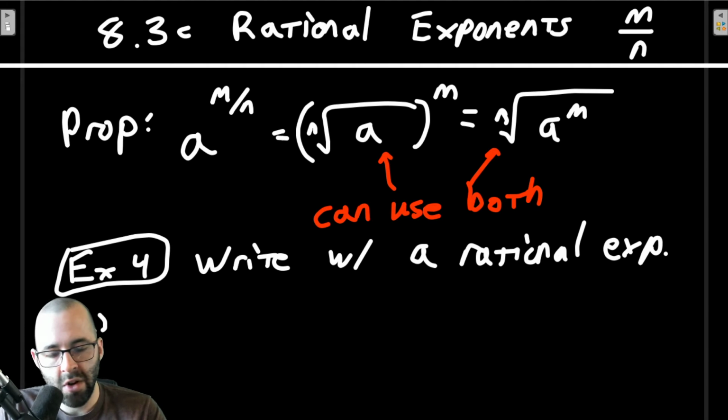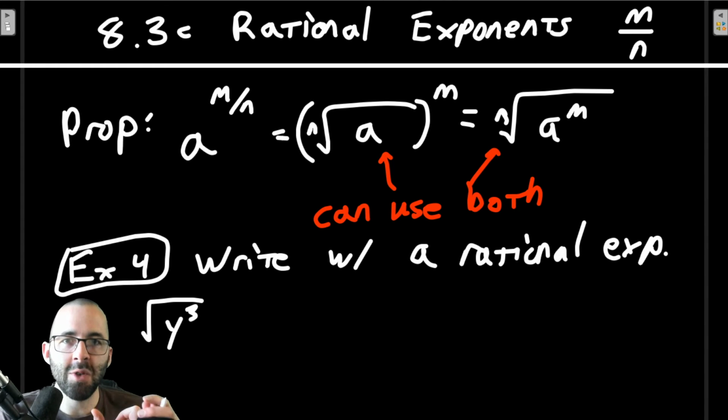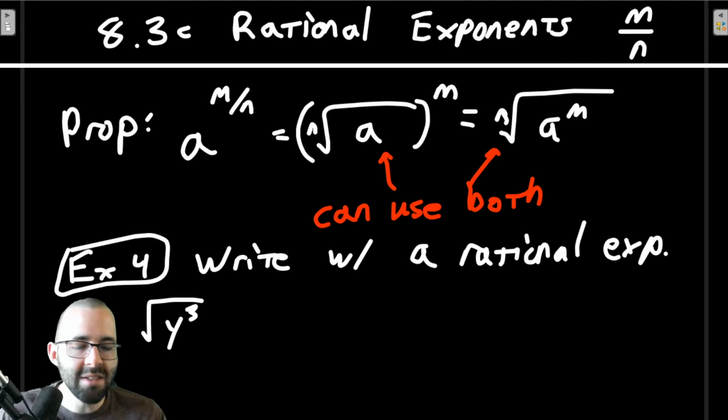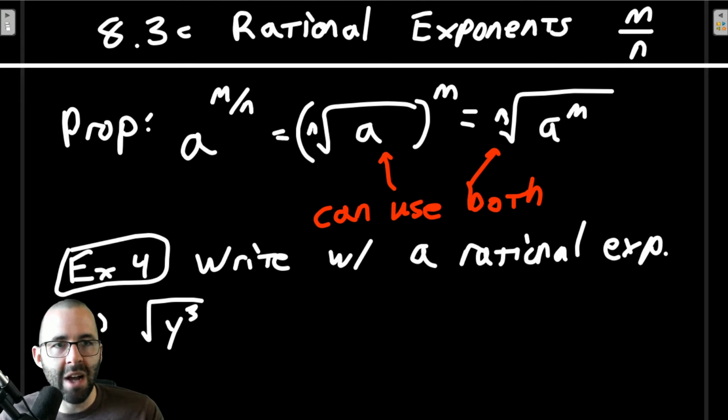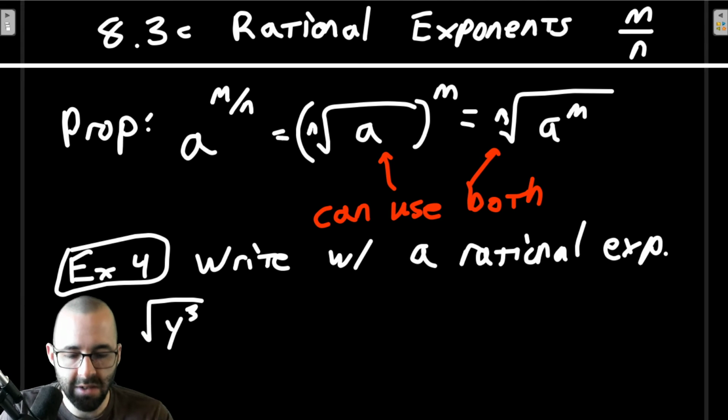Part A is going to be the square root of y cubed. And remember in 8.2 on Friday, we talked about how to simplify this. We'd split the y cubed into a perfect square, y squared, and then there's a leftover, y. Now we'd simplify to get y times the square root of y. All right, but we're not simplifying here. It just says write it with a rational exponent. We're just changing forms, but not simplifying anything. So not to be confused with 8.2.